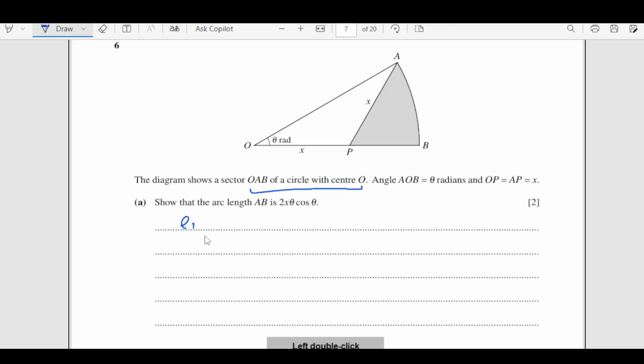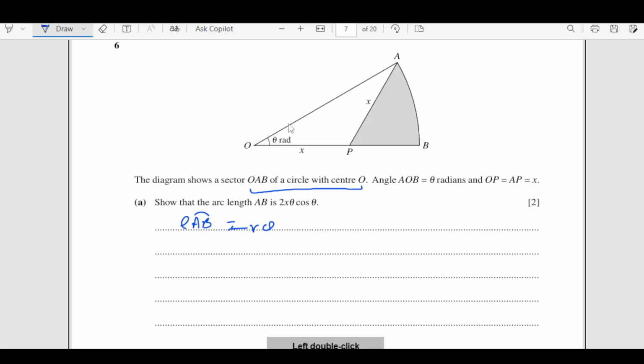So, the length of arc AB, we know the formula is r theta. Now, theta is in radians. So first of all, we need to find the length of this; we are looking for this length of the arc, and we have the angle theta here.